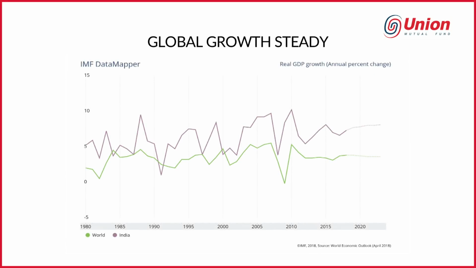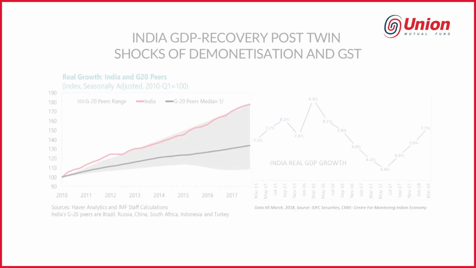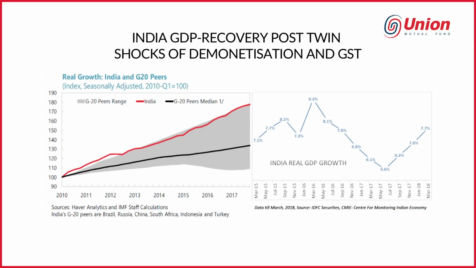According to the IMF, the world economy is expected to stagnate at about 3.7% growth. However, the Indian economy is expected to accelerate to 8.2% growth by the year 2023. This would make the Indian economy one of the fastest growing economies in the world. As per IMF, in the last 8 years, the Indian economy has grown at a pace far higher than even the faster growing emerging market peers like Brazil, Russia, China, Indonesia, Turkey.